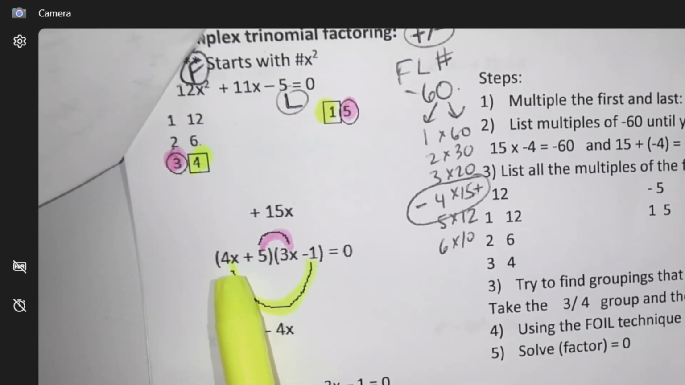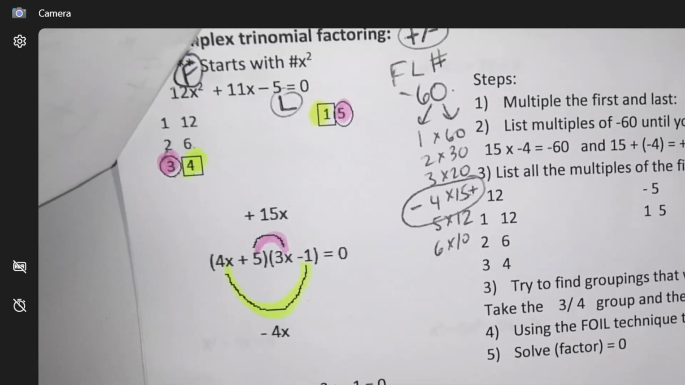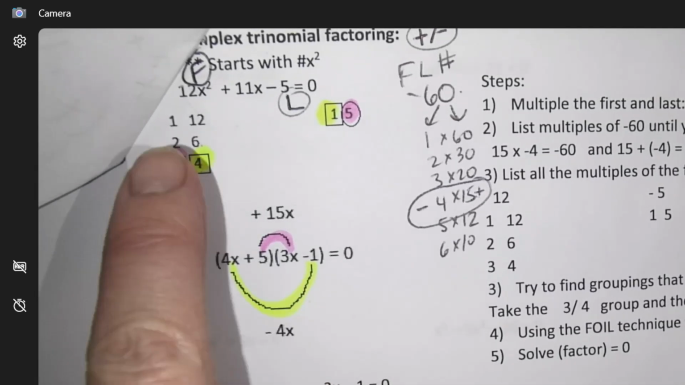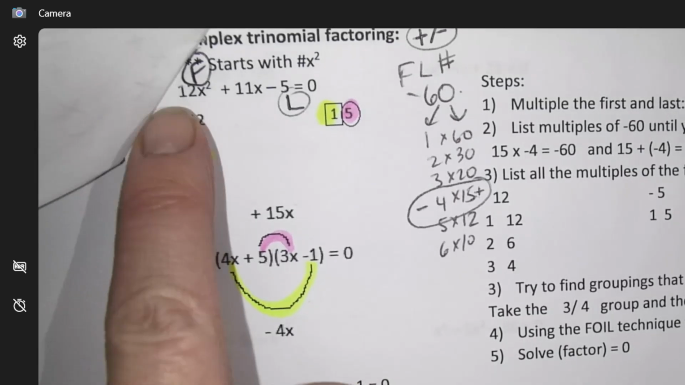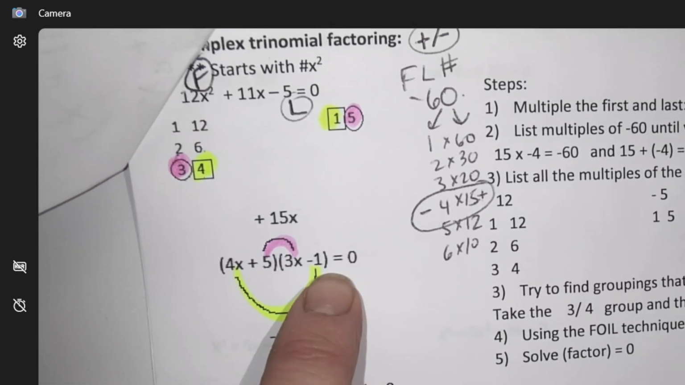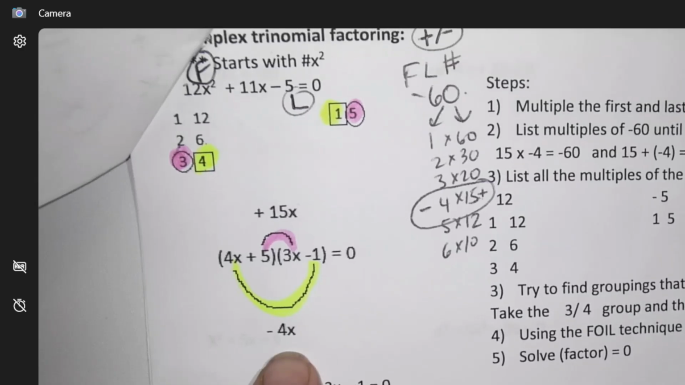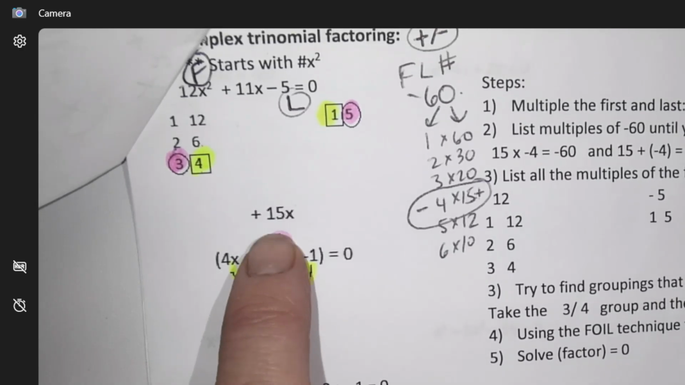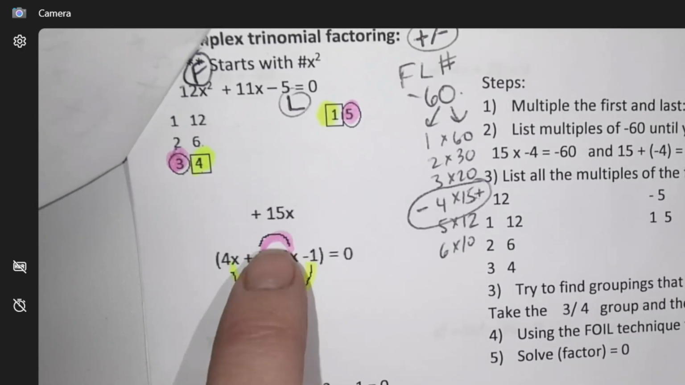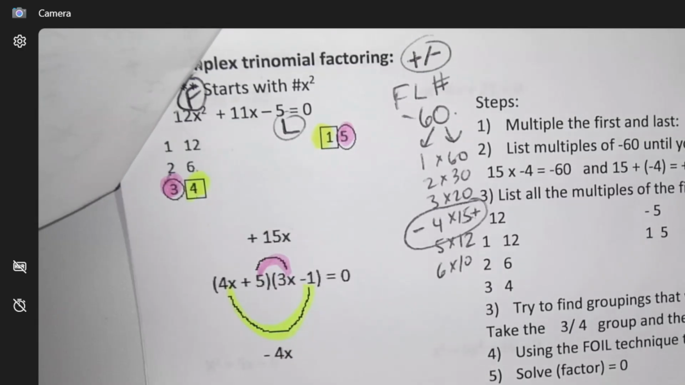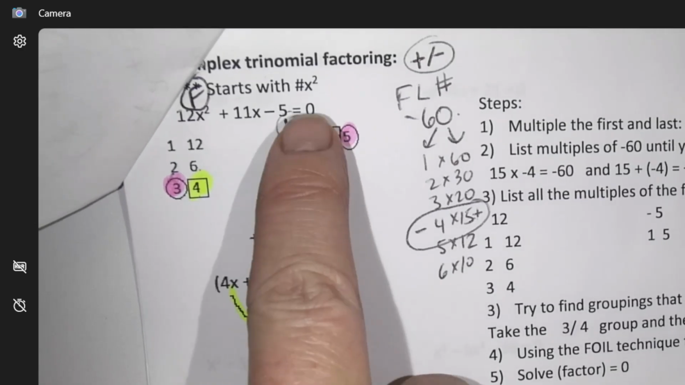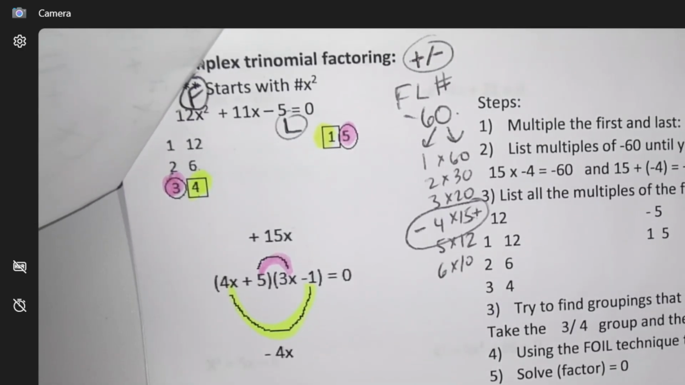Okay, so you should never get a factor wrong, because why? You're so good at multiplying. So what does first times first make? 12x squared. What does this outside make? Negative 4x. What does the inside make? 15x. So what does that combine to be? 11x. What's the last times the last? So do you see how I should never get a factor wrong? Because I know how to FOIL that out.